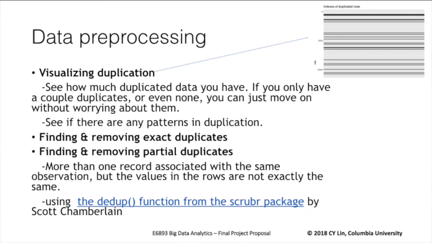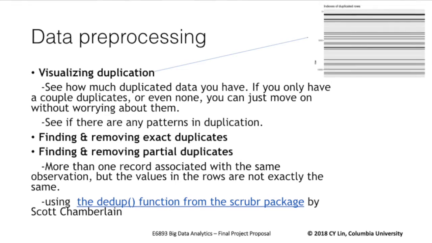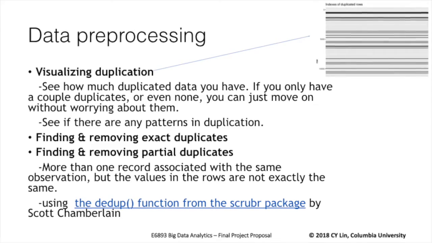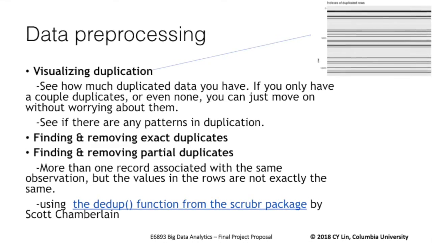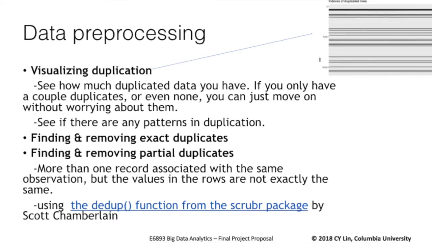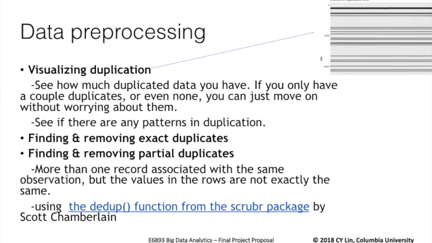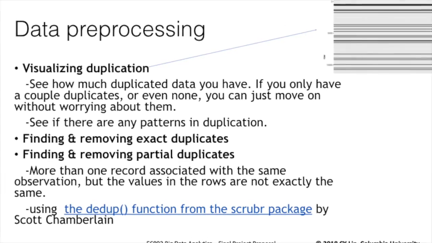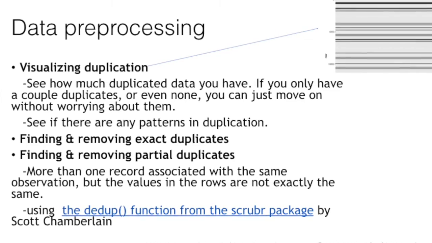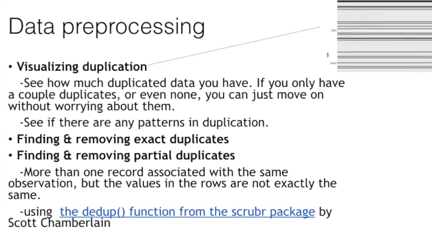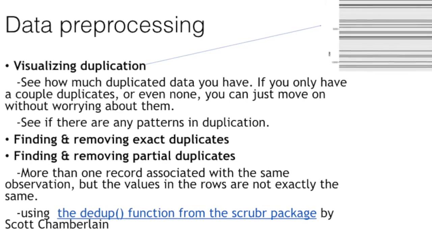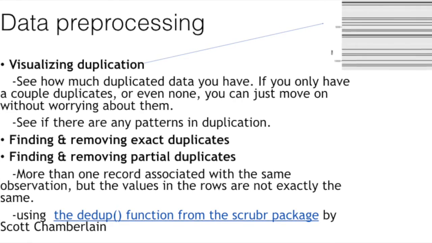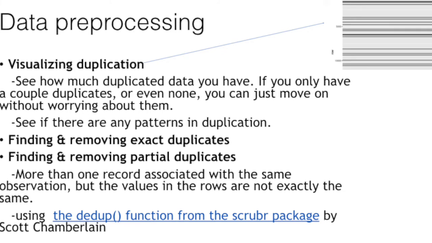Data processing. Visualizing duplication: see how much duplicated data you have. If you only have a couple of duplicates, you can just move on without worrying about them. See if there are any patterns in duplication. Finding and removing exact duplicates. Finding and removing partial duplicates: more than one record associated with the same observation, but the values in the rows are not exactly the same. Using the function from the script package by Scott.